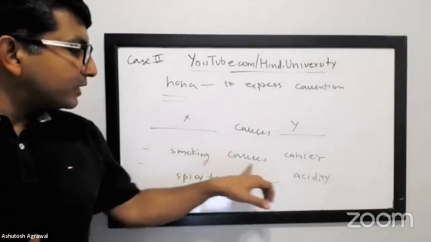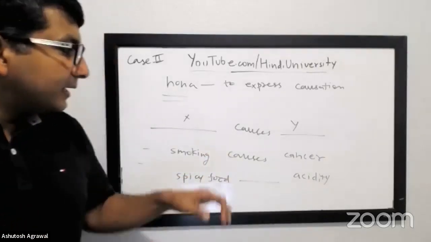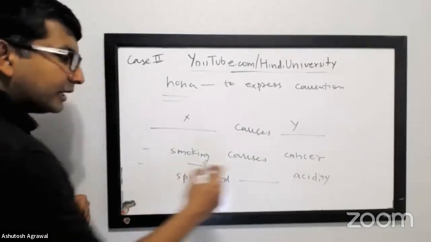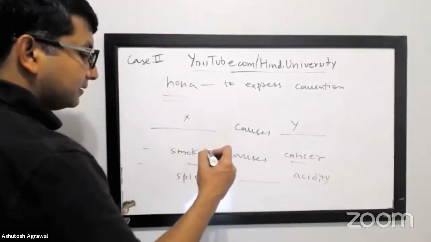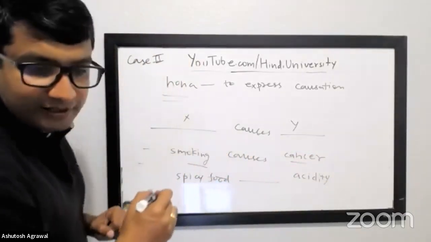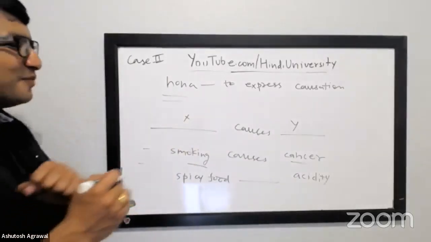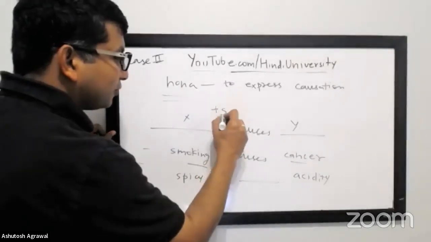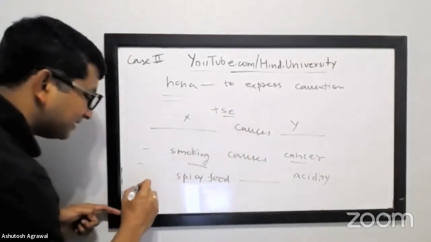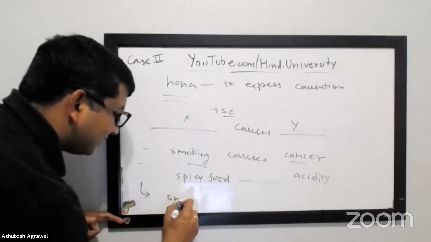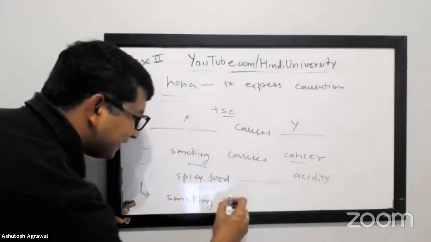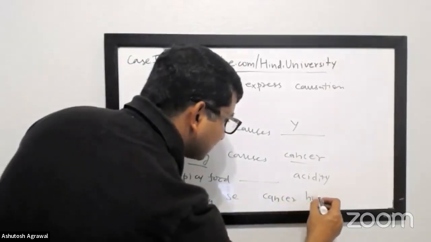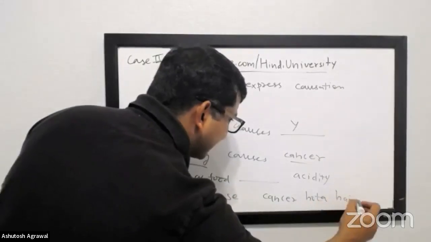So when you want to say smoking causes cancer, how would you say? Let's say you want to just use the word smoking and the word cancer. Who would try that one? Anybody can try it. You can unmute yourself. Smoking se cancer hota hai. Very good. Smoking से कैंसर होता है.